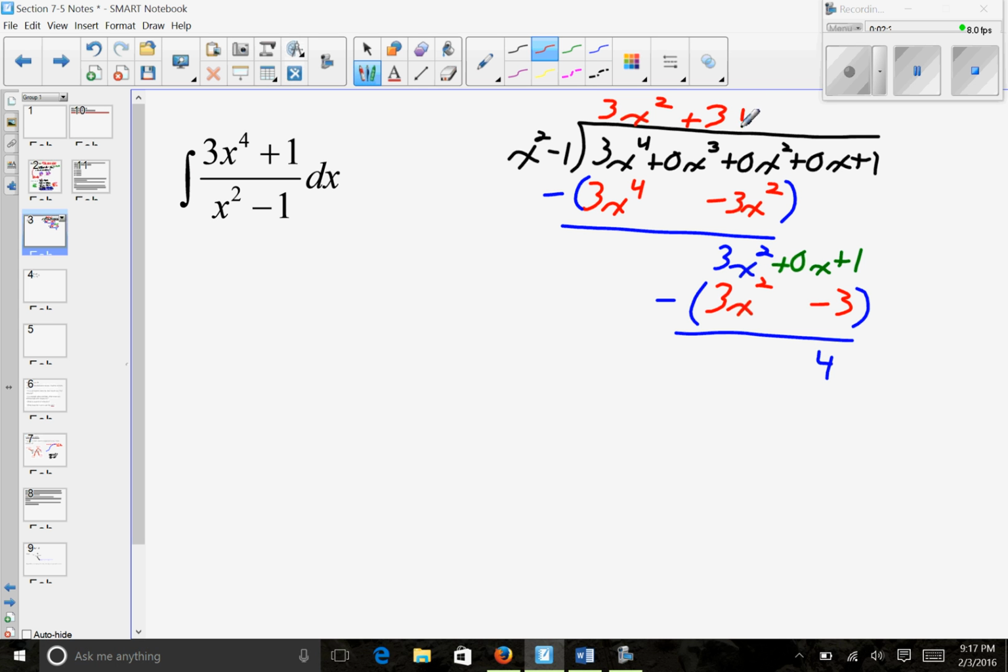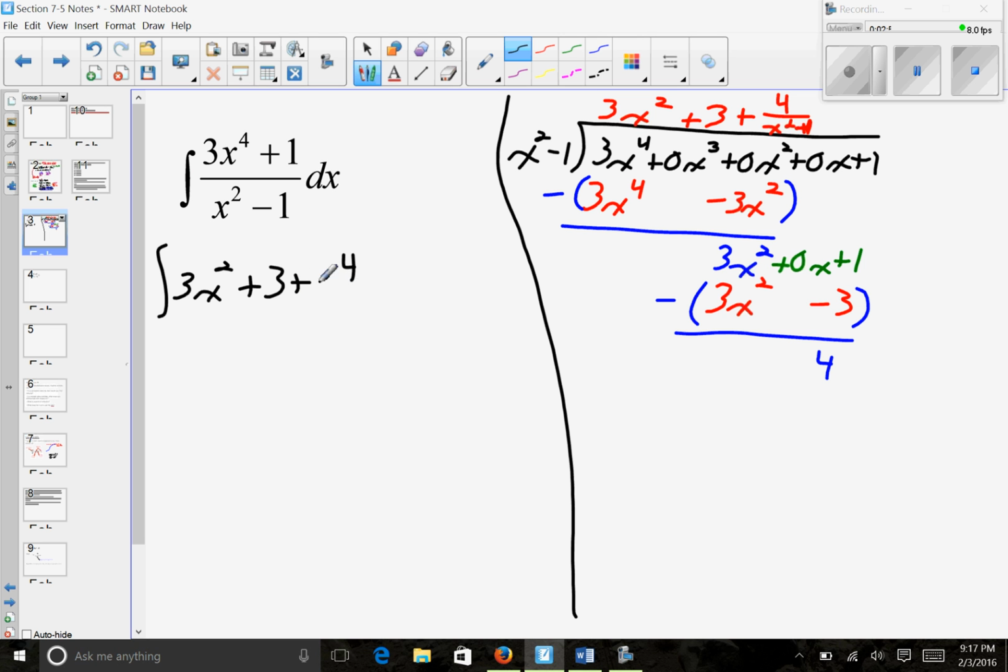But remember, the way we write remainders is by adding it on as then 4 over what I divided by, x^2 minus 1. So now what I have here is that this integral is going to be the same as the integral of 3x^2 plus 3 plus 4 over x^2 minus 1 with respect to x. And so now we actually have two terms that are pretty easy to find antiderivatives for. Antiderivative of 3x^2 is x^3. Antiderivative of 3 is 3x. But I still have this integral of 4 over x^2 minus 1 with respect to x. And I'm not going to write my plus c yet for the antiderivatives until I'm done finding all of my antiderivatives here.